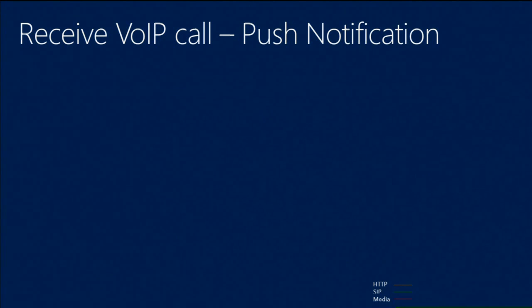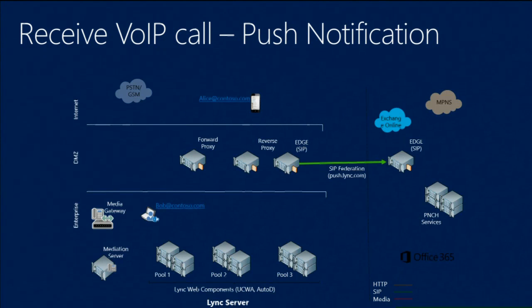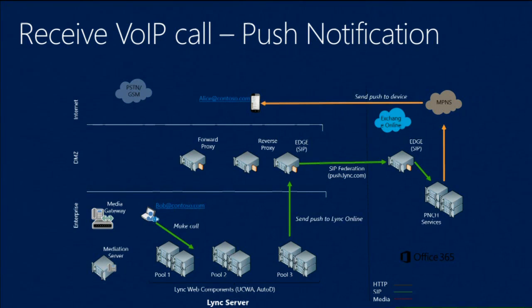So how does this push notification business work? We're using a Windows Phone. Bob makes a call. Now, because we own this push service, we go to the edge. The edge has a subfederation with push.lync.com, which is our push service. And the funny thing is push.lync.com is just our Lync edge for Office 365. This edge server now talks to our PNCH, which is our push notification clearinghouse.